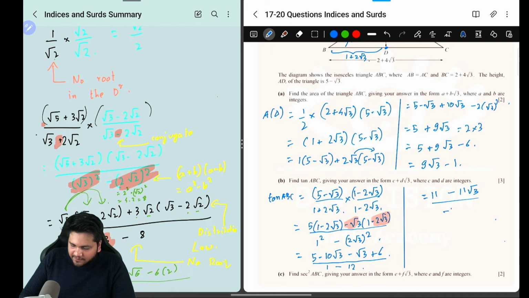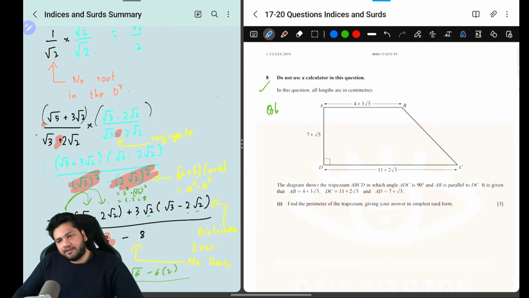Upon 1 minus 12, which is minus 11. So I'll just separate it from the numerator. 11 by minus 11 is minus 1, and minus 11 root 3 upon minus 11 is going to be plus root 3. So the answer is going to be minus 1 plus root 3, or you can write this as root 3 minus 1.